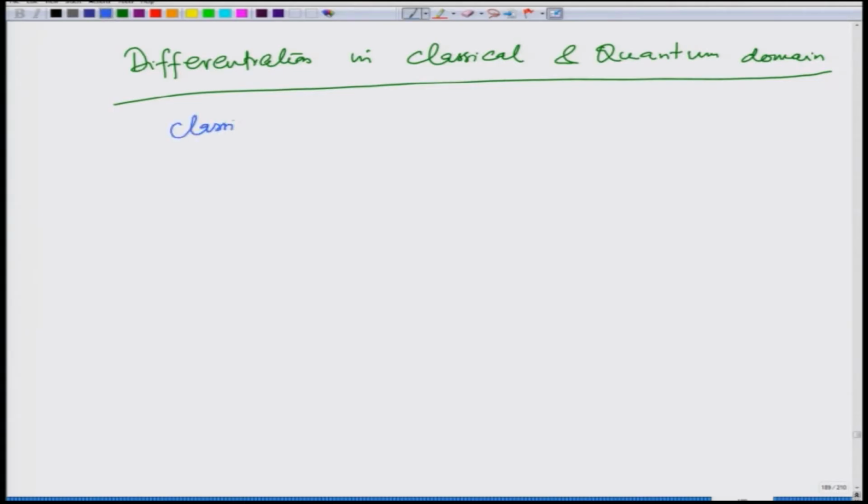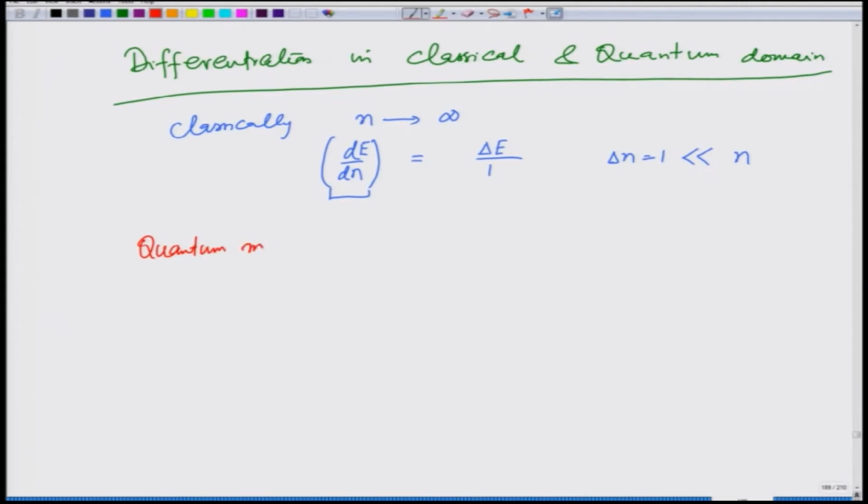Classically, the quantum number n is very large, and therefore, we can afford to do differentiation, dE by dn, which is the same as delta E by 1, because delta n, which is 1, is much smaller than n in the classical regime. In quantum mechanics, this dE by dn would not be possible because numbers are small. So, in quantum mechanics, n is small.